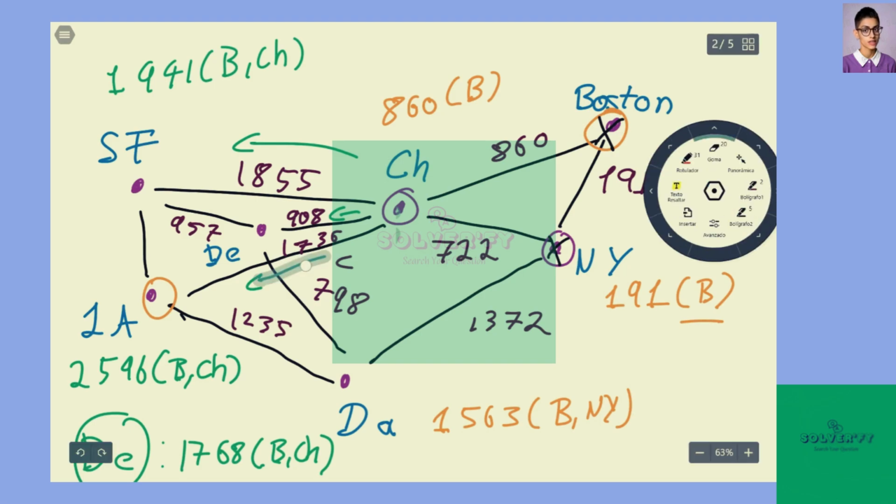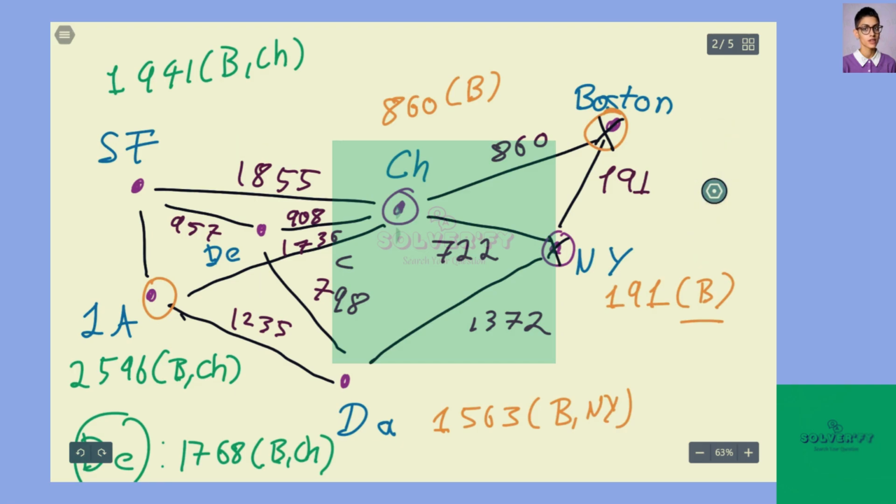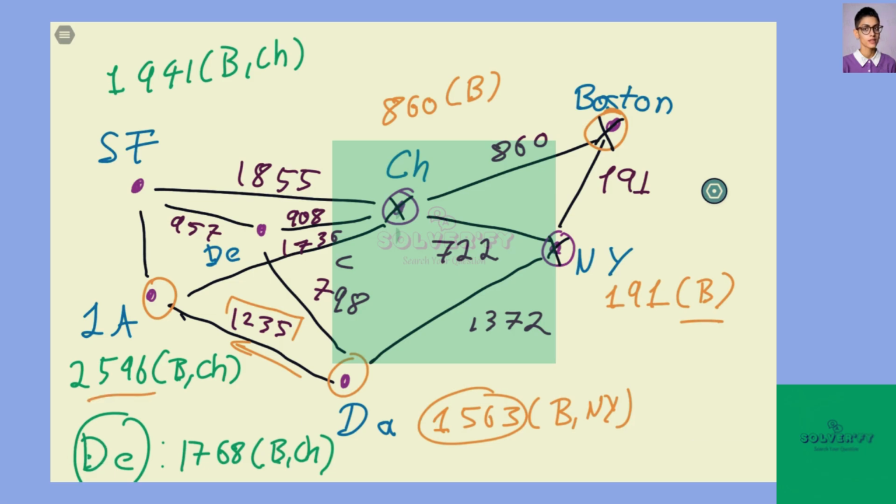What other node can we visit now? Until now, we have visited New York, Chicago, and Boston. Now we should go from Dallas directly to LA. You can observe that the distance is 1,563 plus 1,235. Clearly this will be bigger than 2,596. So that path is not important in this case.